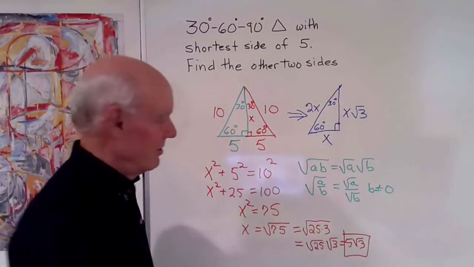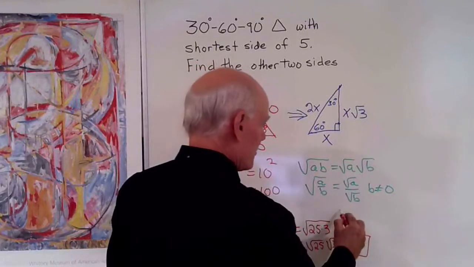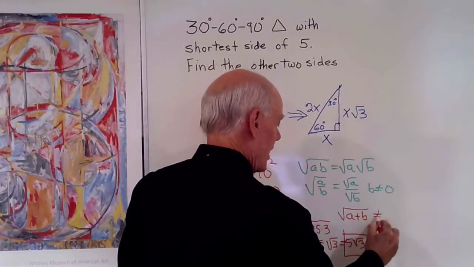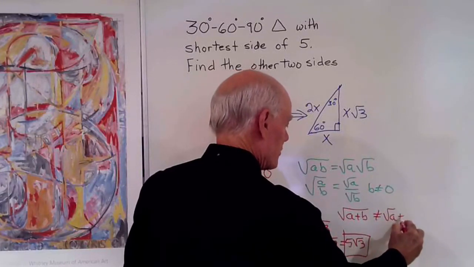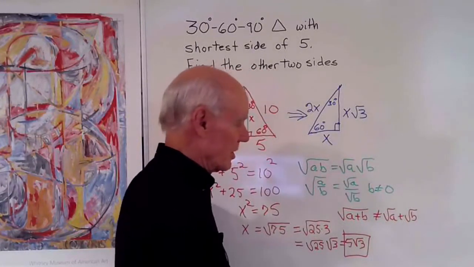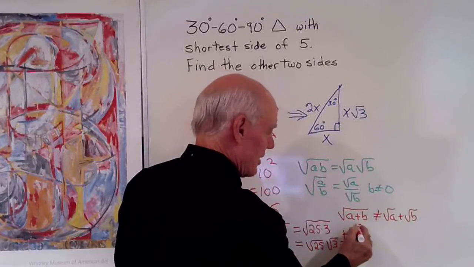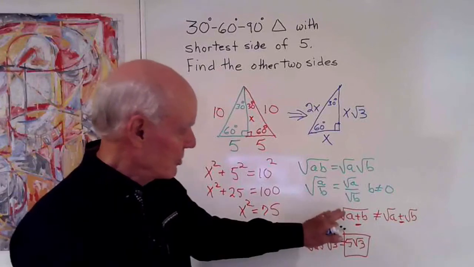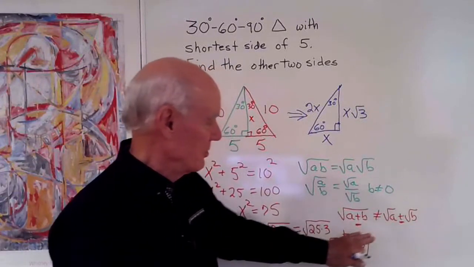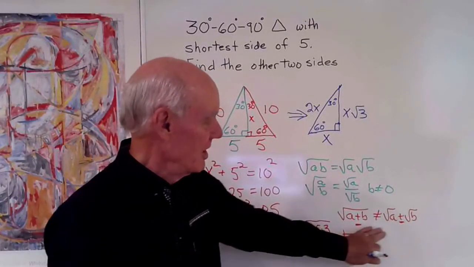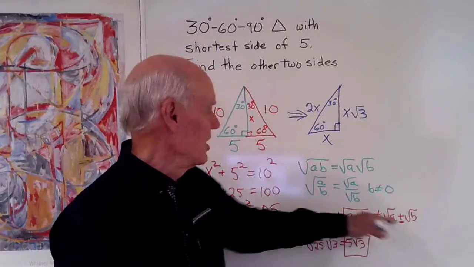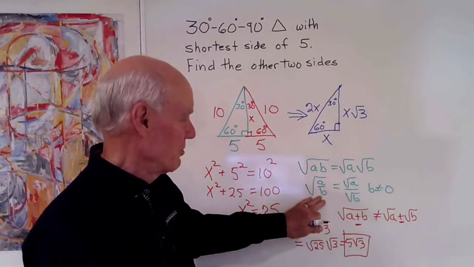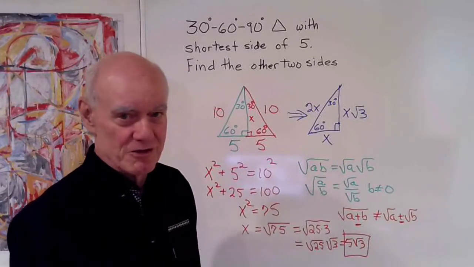What doesn't work? Well, this doesn't work. Square root of a plus b is just not equal to square root a plus square root b. It just doesn't work. And the same thing when that's subtraction, that doesn't work either. So the square root of a sum is not the sum of the square roots. The square root of a difference is not the difference of the square roots. But the square root of a product is always the product of the square roots, and the square root of a quotient is the quotient of the square roots.